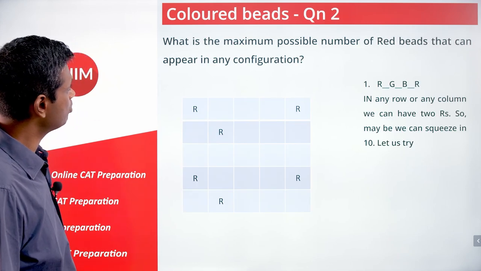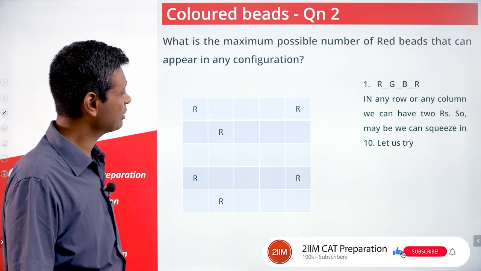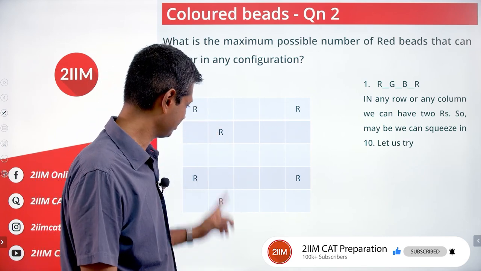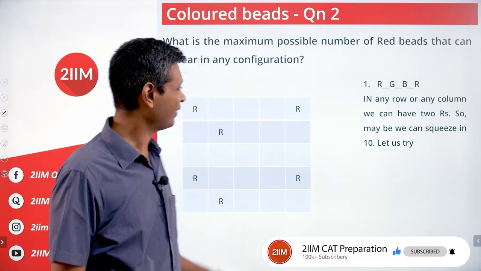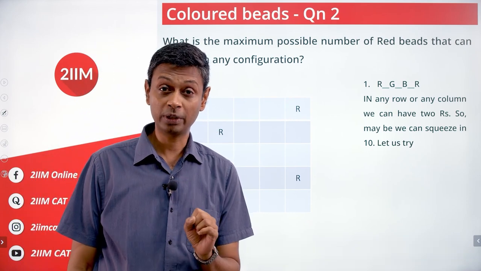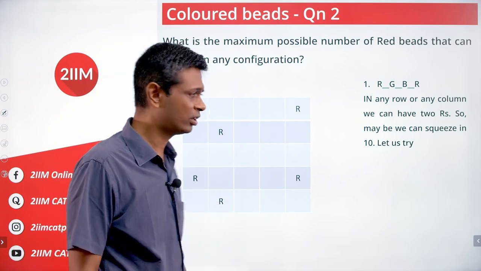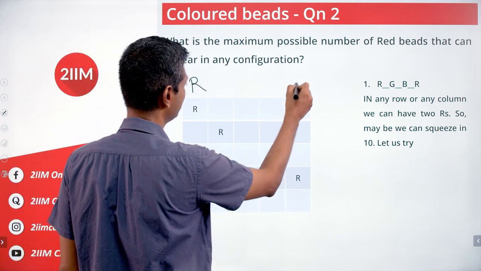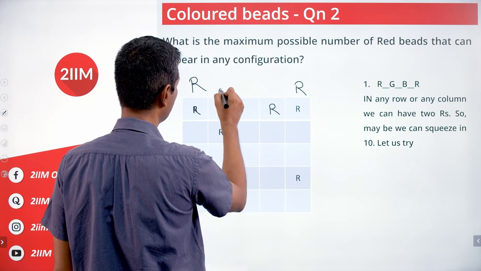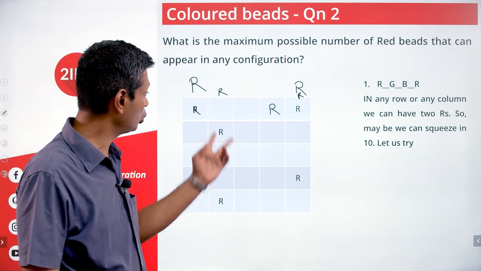What is the maximum possible number of red beads that can appear in any configuration? If you have the maximum possible number of red beads, then we'll have two in a row or two in a column. That much we should be sure about. If you have a red and then another red with a blue-green coming in between, there should be at least two cells in between. So in any row, if you have two reds, it should be either first and fifth, or first and fourth, or second and fifth. The only possibility, because we have two gaps in between.